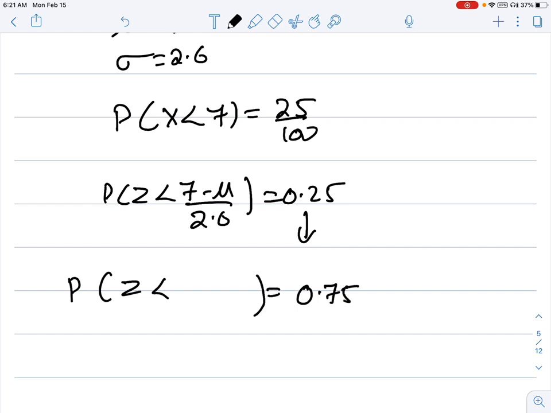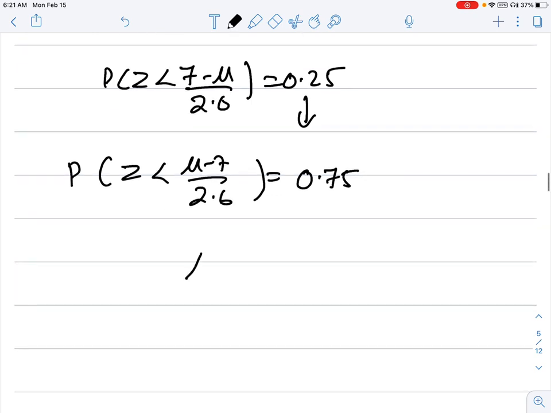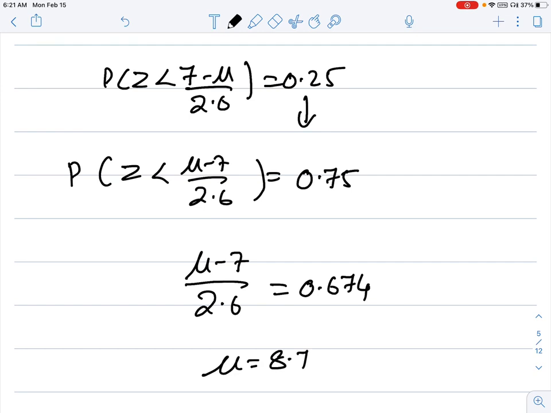In order to nullify this effect, 7 minus mu is written as mu minus 7. So mu minus 7 divided by 2.6 is equal to, check from the table, 0.7674. So from there, the mu value is 8.75.